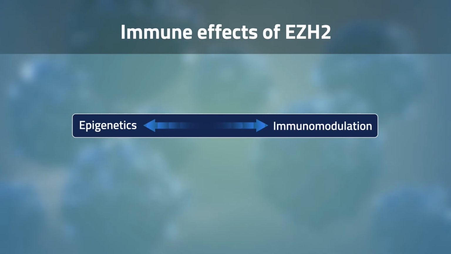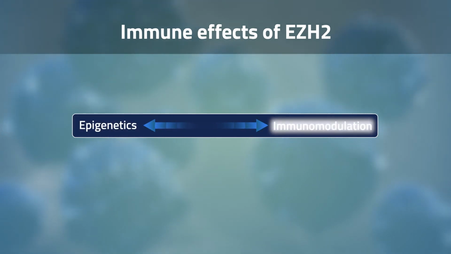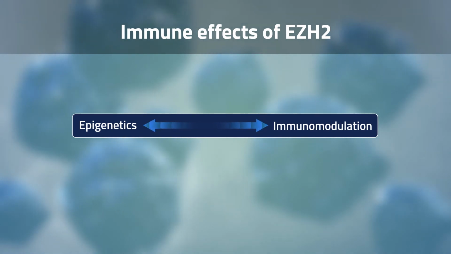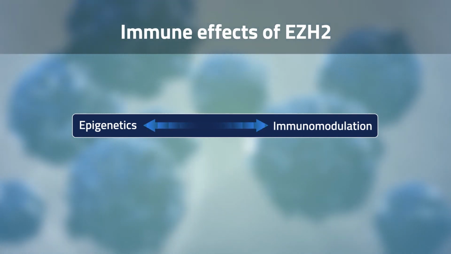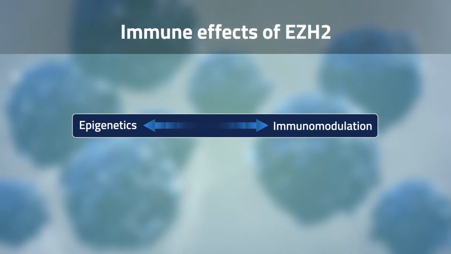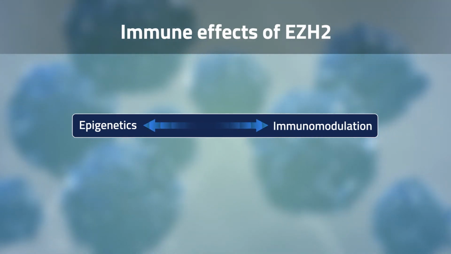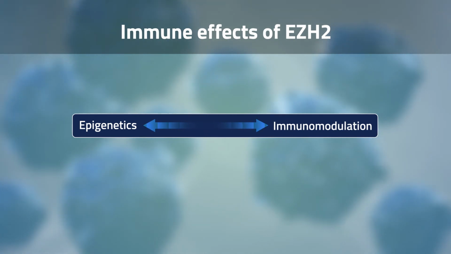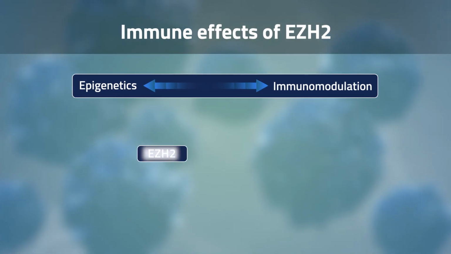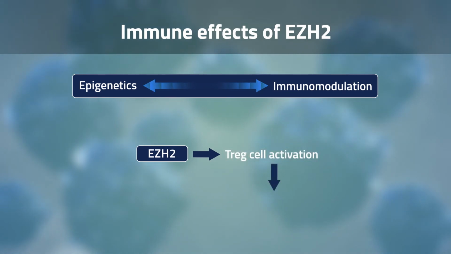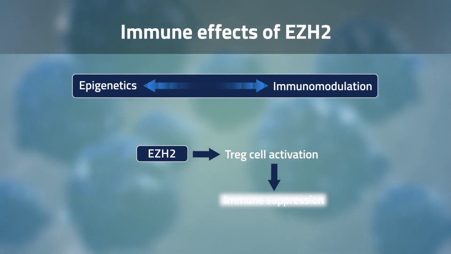Crosstalk between the processes of epigenetics and immunomodulation has been highlighted in studies. EZH2 places repressive marks, leading to downregulation of major histocompatibility complex, or MHC, class II genes that might dampen the anti-tumor immune response. EZH2 has also been implicated in activation and maintenance of regulatory T cells that suppress the immune system.